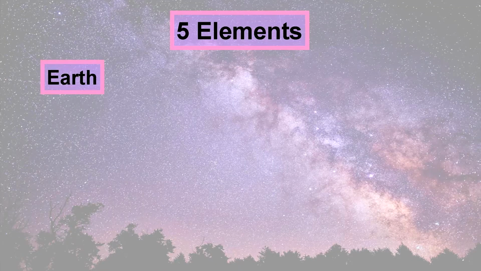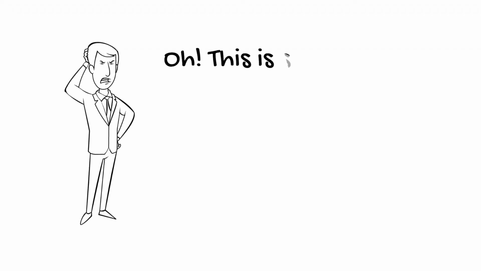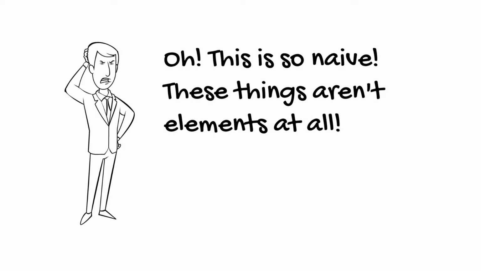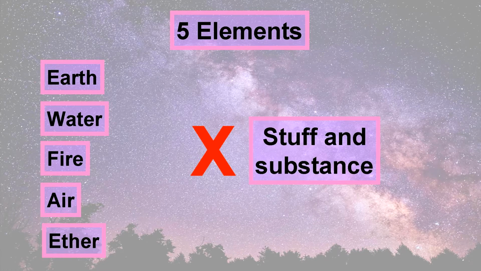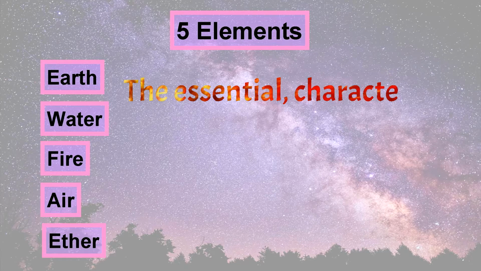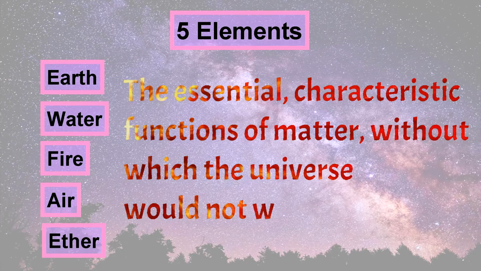The answer to that question is really simple. Of course, you probably know that ancient philosophers talked about 5 elements: earth, water, fire, air, ether, right? Now, of course, material scientists say, oh, this is so naive. These things aren't elements at all. But actually, material scientists don't understand the deep intention. The ancient philosophers, for example, the Vedic philosophers, were not talking about stuff and substance. They're going much deeper. They're revealing the essential characteristic functions of matter without which the universe would not work.